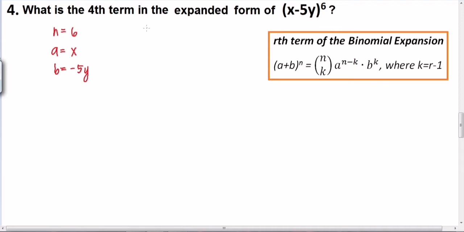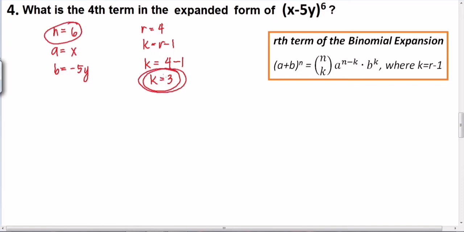Okay? So, identify nyo rin kung ano yung pinapahanap na term, which is letter r. So, fourth term daw. So, ang fourth term, ang r natin is 4. Kasi fourth term yung pinapahanap. Pero, sa formula guys, ang ilalagay nyo is yung k, which is yung k daw is equivalent to r minus 1. So, kung ang pinapahanap sa atin ay yung fourth term, therefore, ang k natin is 4 minus 1 or ang k natin ay 3. So, ang gagamitin natin na n ay 6, ang gagamitin natin na k ay 3, hindi 4.